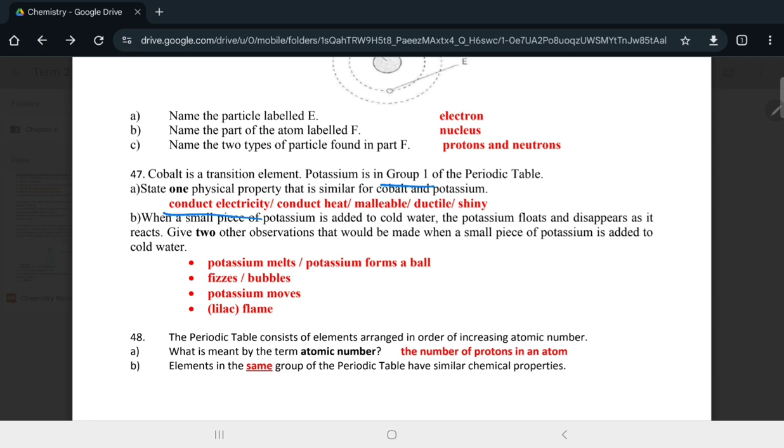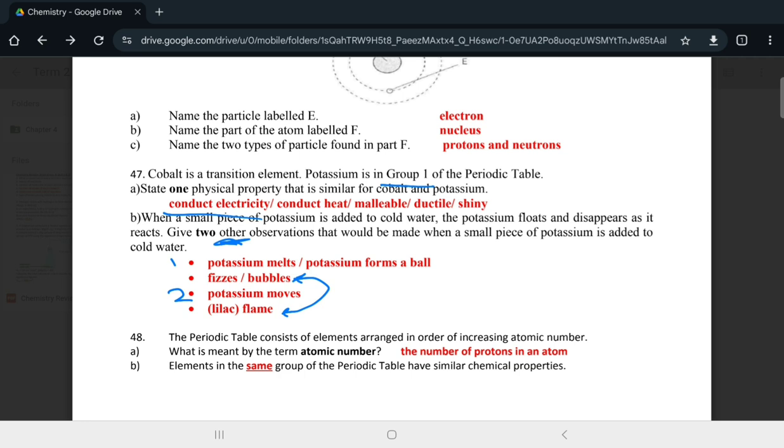When a small piece of potassium is added to cold water, potassium floats and disappears when it reacts. Give two other observations made when a small piece of potassium is added to cold water. Personally, I don't like the first and the second option because they're basically repetition from what was stated in the question. I really like the second and the fourth option because I feel like they're a guarantee for full marks if this comes written.